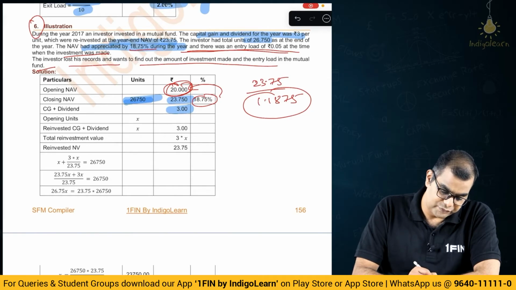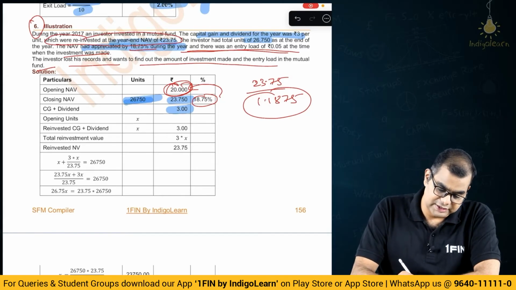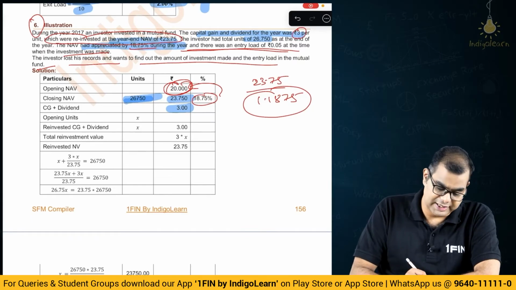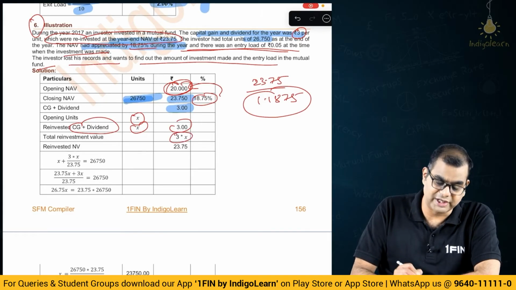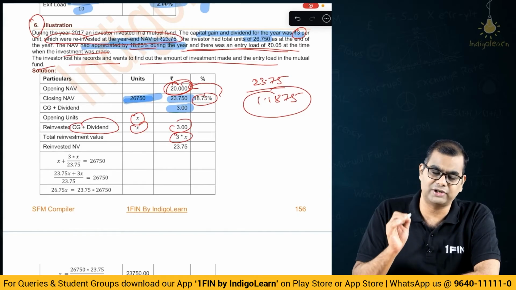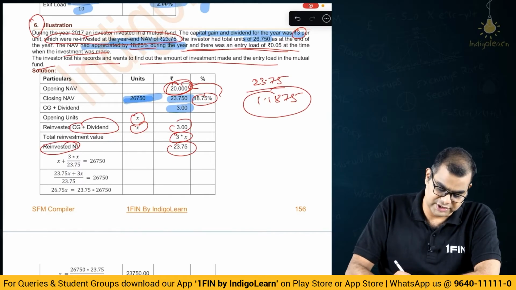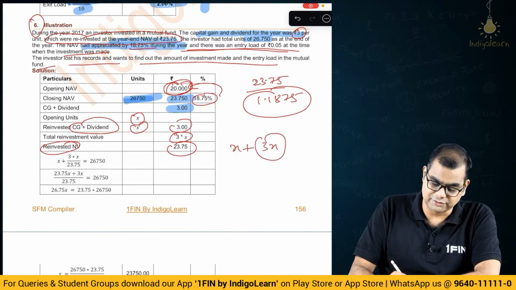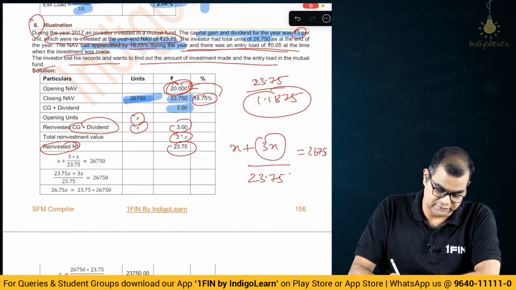Then, what did they say? They said they were reinvested at year-end NAV of 23.75. So, some units were received. How much per unit? Per unit, 3 rupees was received. So, let us assume that the opening units are X, then the reinvested capital gain in dividend is X into 3, because 3 per unit into X is the total capital gain in dividend that is reinvested. So, 3X is what you have reinvested, and you have reinvested it at 23.75. So, you draw an equation: opening units X plus 3X, the reinvestment made, divided by 23.75, because that is where you reinvested it, you will get 26,750. That is this particular equation.